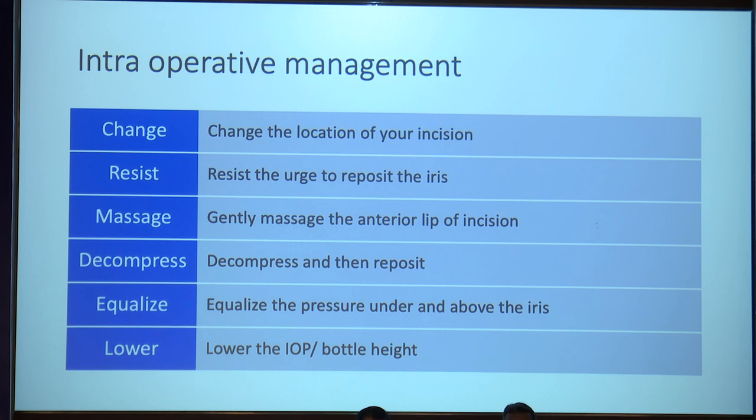You can decompress the anterior chamber through the side port or through the main port, and most of the time the iris goes inside without any manipulation. Basically you have to equalize the pressure under and above the iris. You need to lower the IOP or the bottle height.